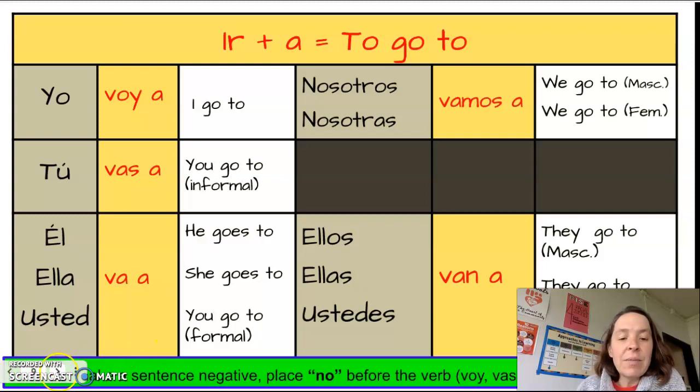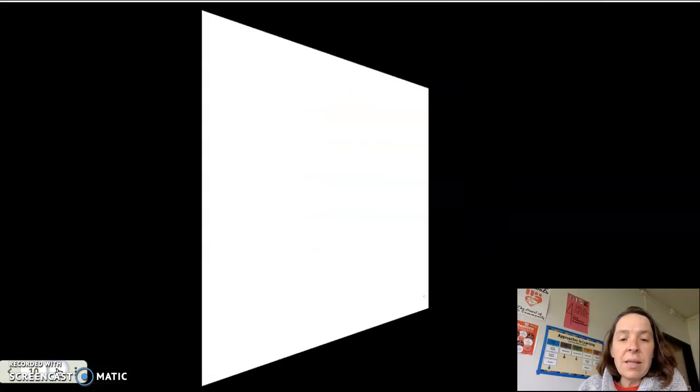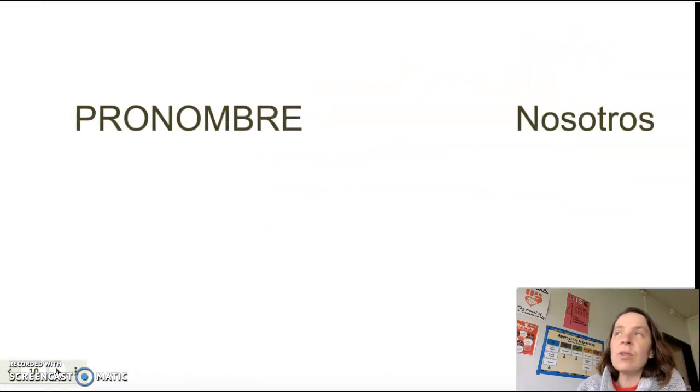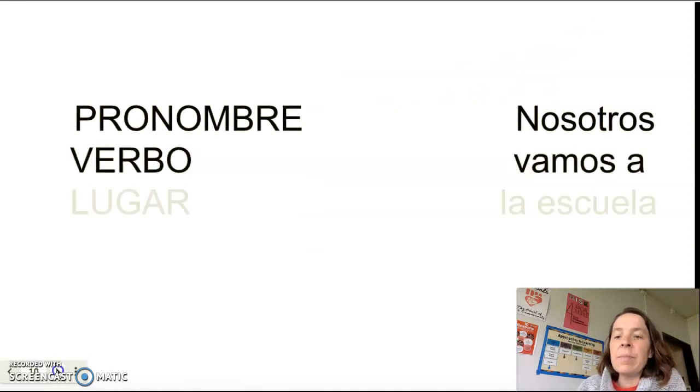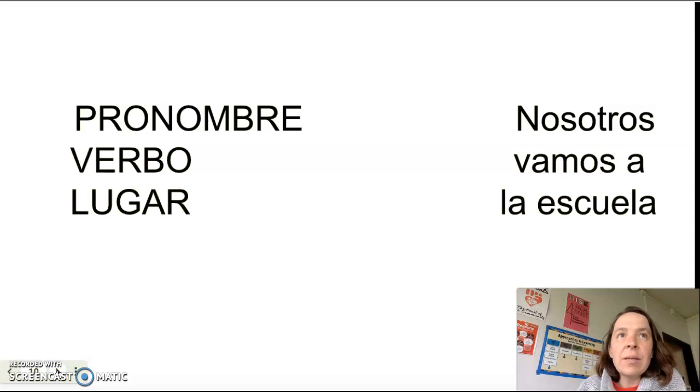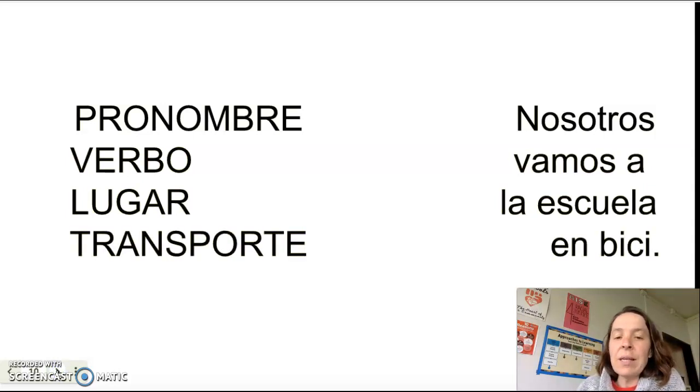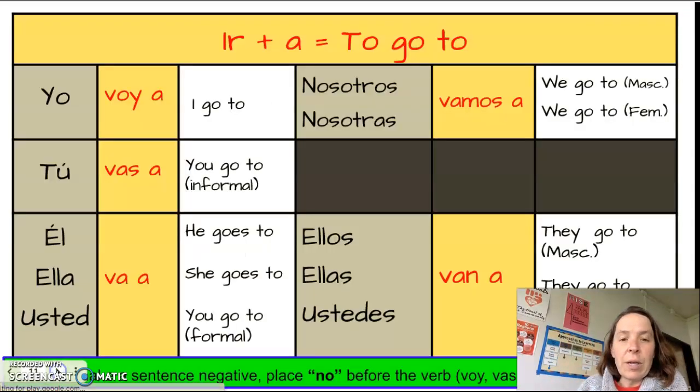So you're trying to create as many unique sentences. You would have 10 unique sentences because there's 10 subject pronouns, remembering the verb that goes with them, el lugar, the place, y el transporte. So in this way, nosotros vamos a la escuela en bici. Nosotros vamos a la escuela en bici. So starting to become fluent in how you say where you're going.